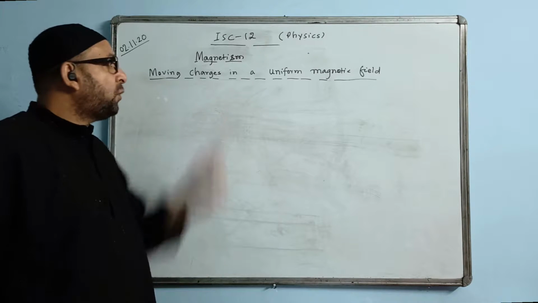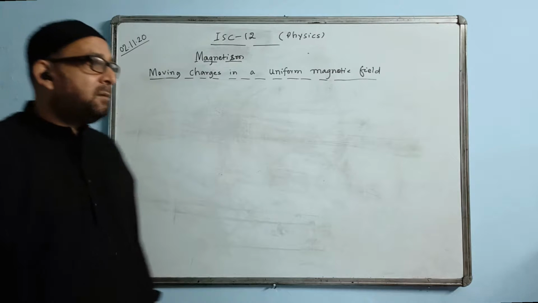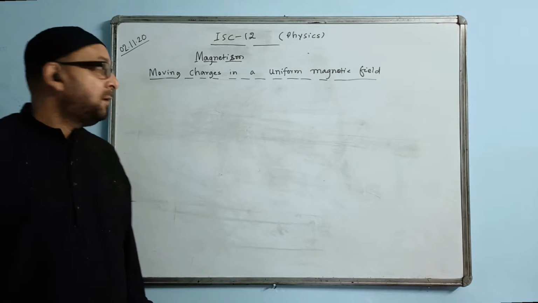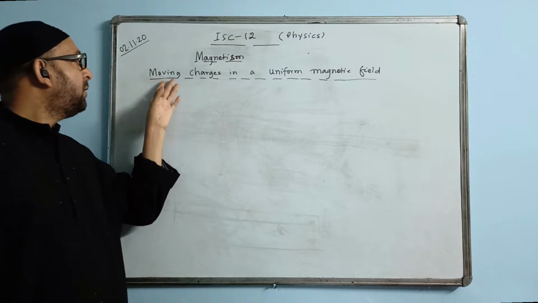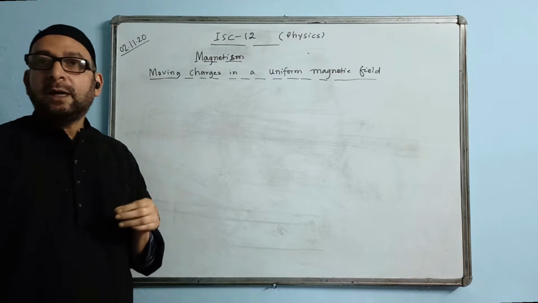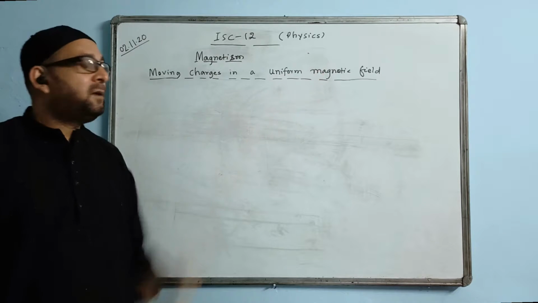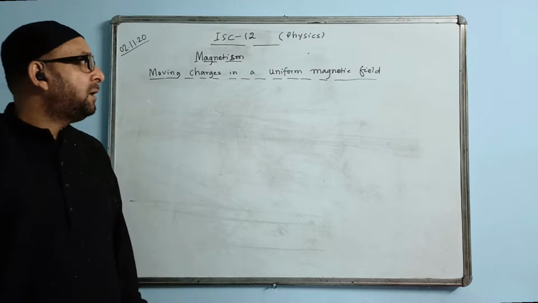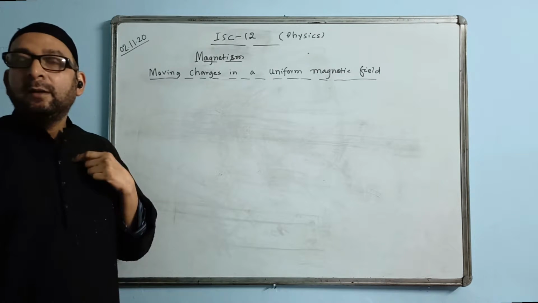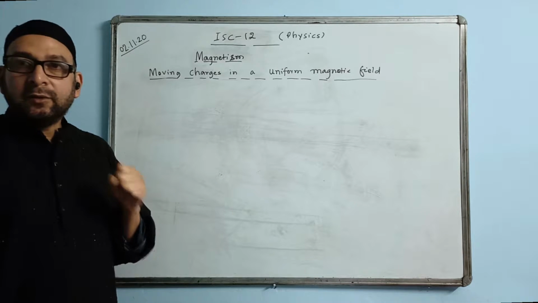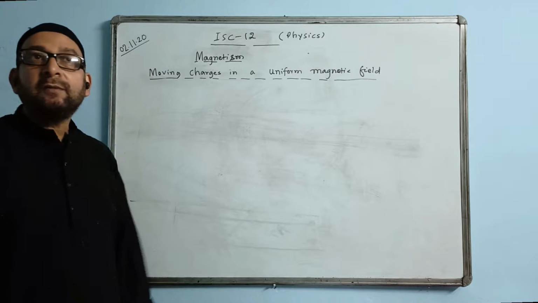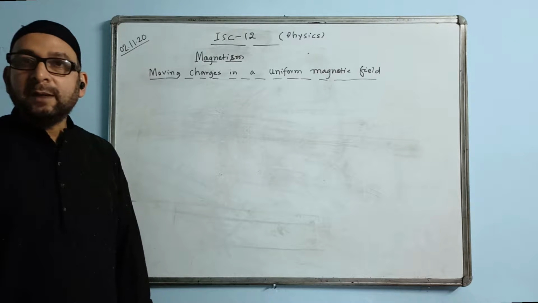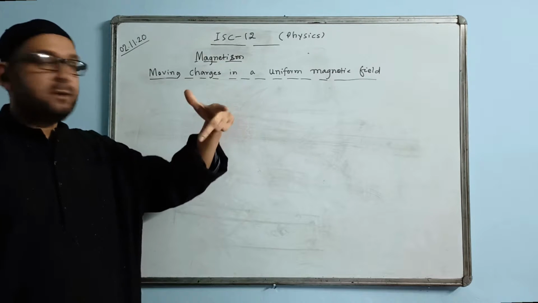Okay, within this topic, whatever I taught, I will be giving a recap of that. I told you that whenever a charged particle enters a magnetic field region, it experiences a force, and that force is called the Lorentz magnetic force. The direction of that Lorentz magnetic force is determined by Fleming's left hand rule.